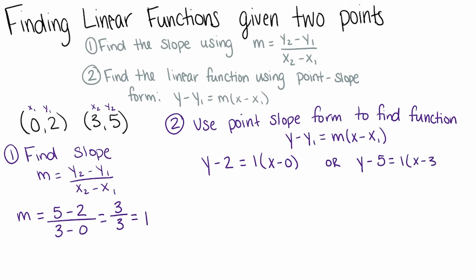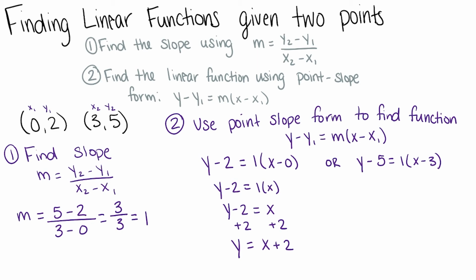I'll start by solving it with our first point, and then I'll show you that that is equal to what we get when we solve it with our second point. So you can always pick whichever point you want to use when you're finding your equation for your line. So in our first case, because we have x minus 0, we can drop that 0. So we have y minus 2 equals 1 times x. 1 times x is just x. So we'll add 2 to both sides, and our function becomes y equals x plus 2.